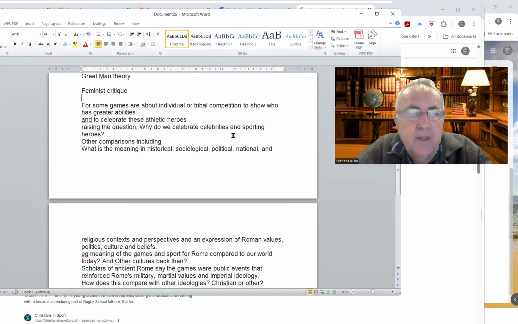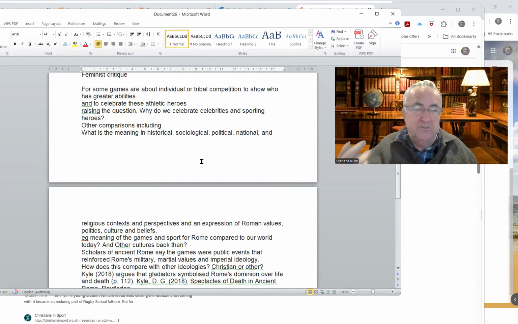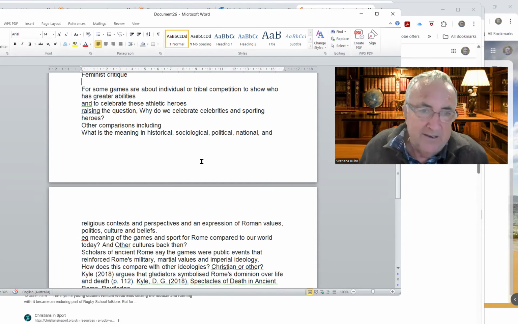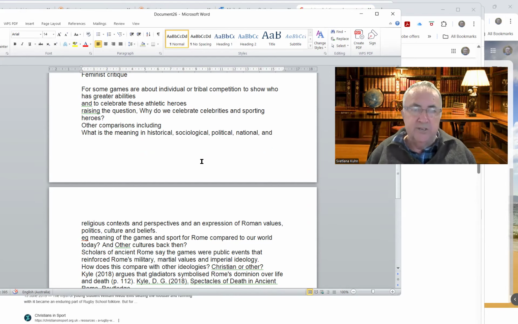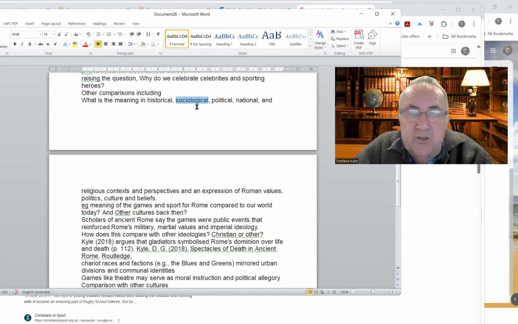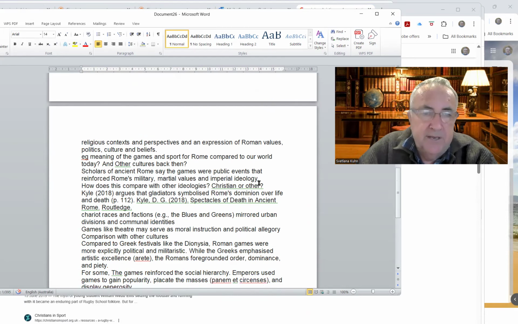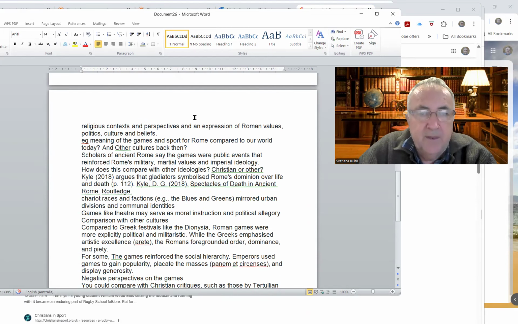Environment's another big concern. For some, the games are about the individual, for some about tribal competition, and for some, like Thomas Arnold, they're about developing values and character and Christian values. This raises the question, why do we celebrate celebrities who play sport? And what other comparisons do we make? It's worth thinking about. So history overflows with sociology, politics, and national and religious concepts that can be considered.